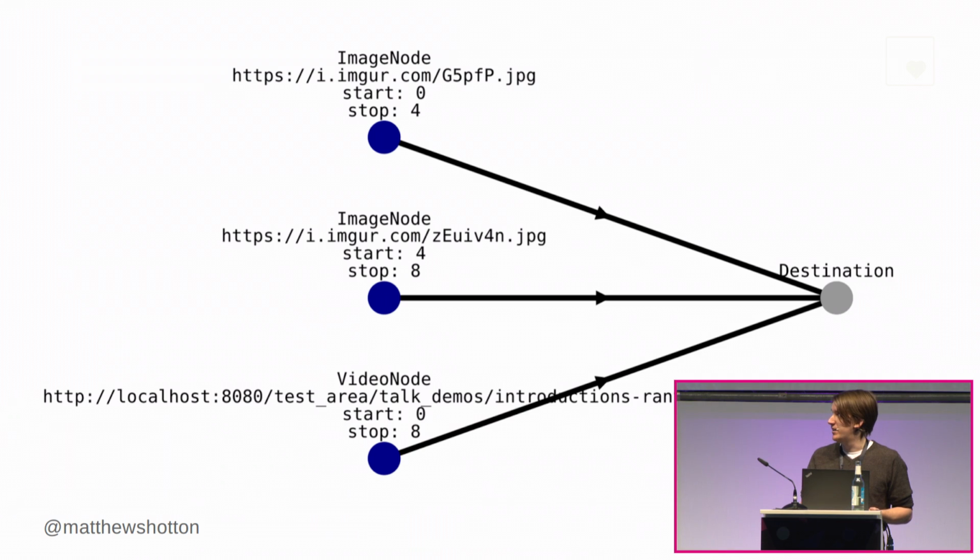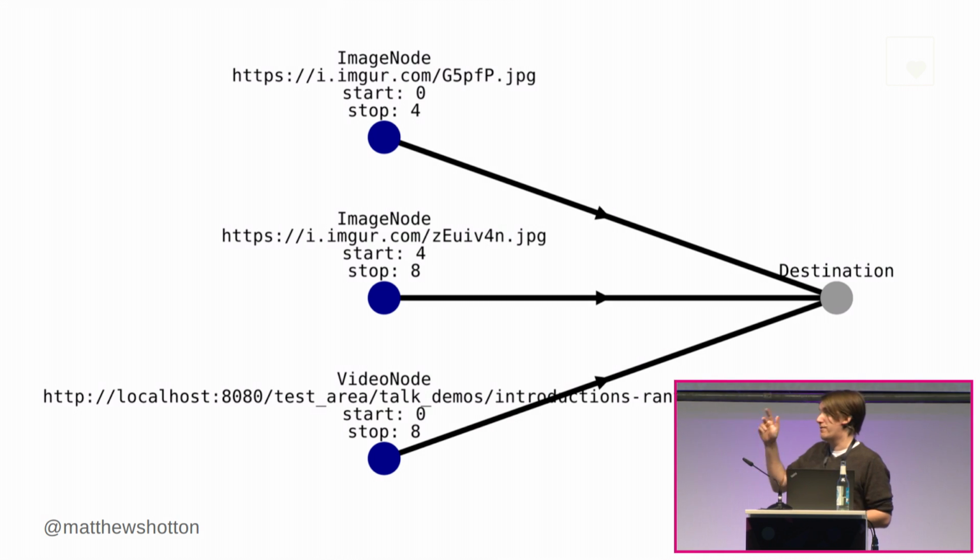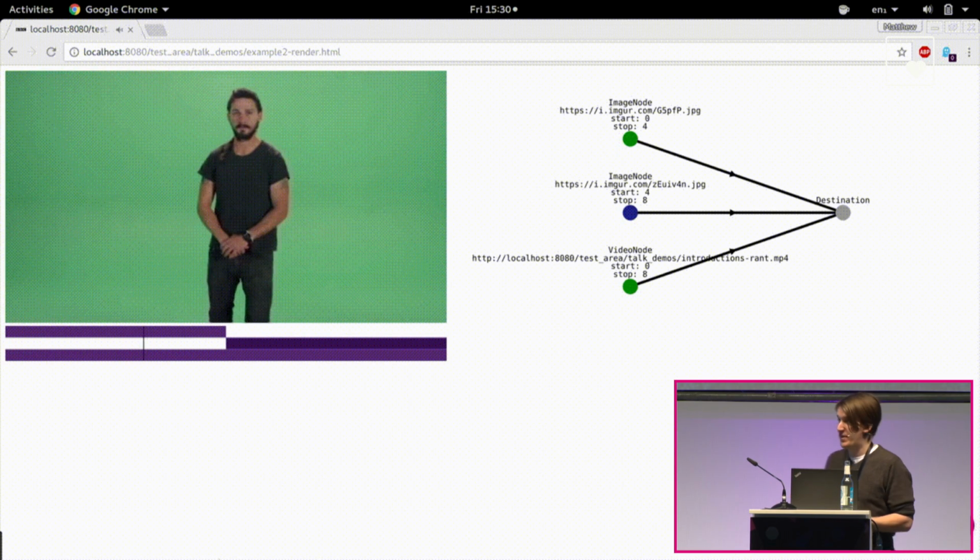So we've got it playing, and this is what the new graph looks like. So it's a bit more complicated. We've still got our same two image nodes. We have a video node down the bottom, and that's connected to the destination. And this is what that looks like.